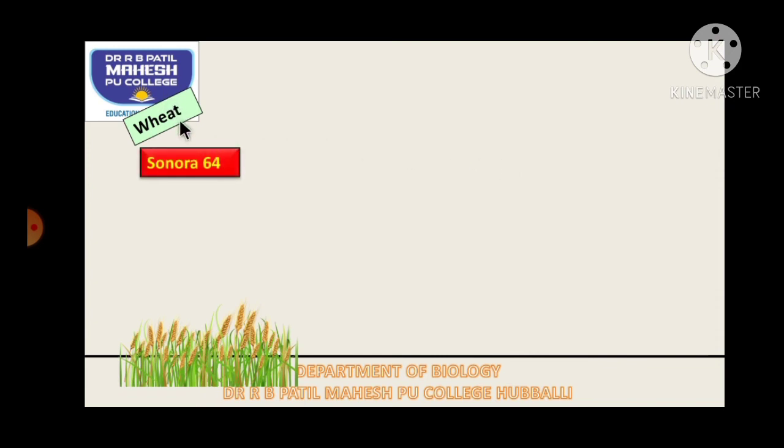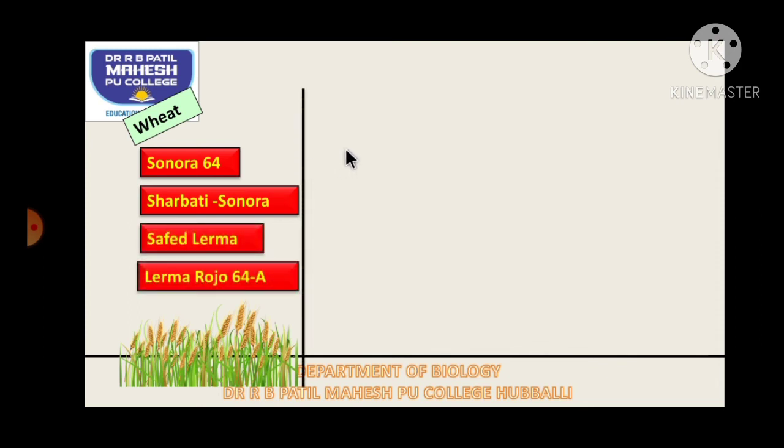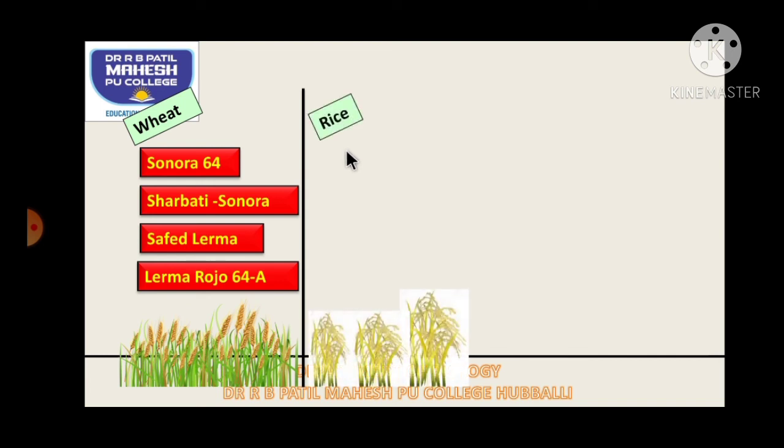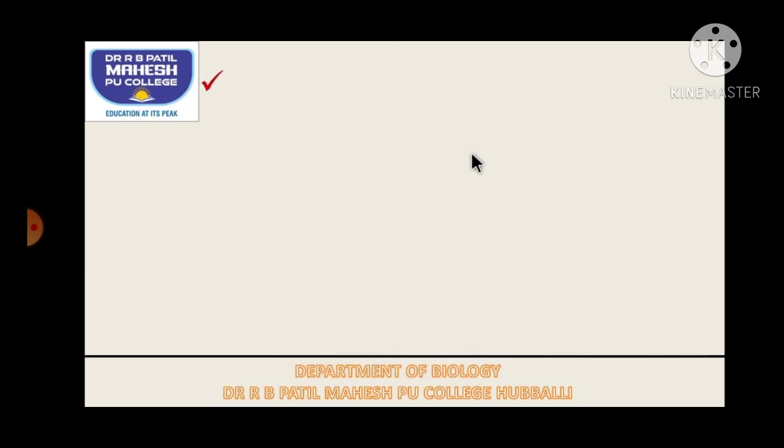In wheat, we have produced Kalyan Sona and Sonalika. Still more varieties of wheat were produced, and they are Sonora 64, Sharbati Sonora, Safed Lerma and Lerma Rojo. Whereas in rice, beyond IR8, Jaya and Ratna, we have produced Vijaya, Padma, Kanti and Jayanti. So with the help of these varieties of wheat and rice, we could achieve the Green Revolution.